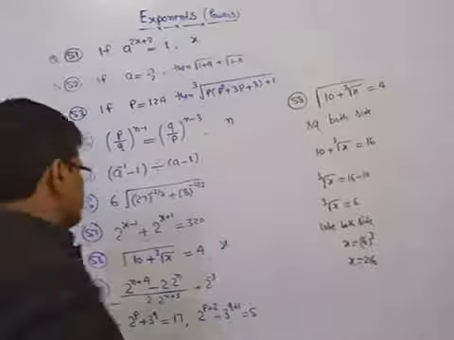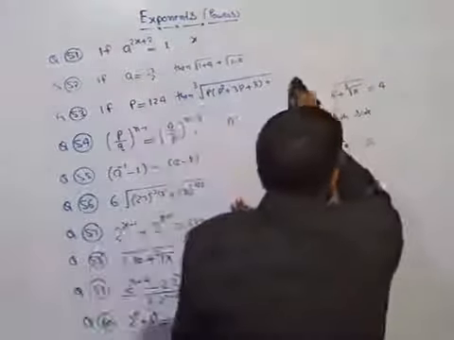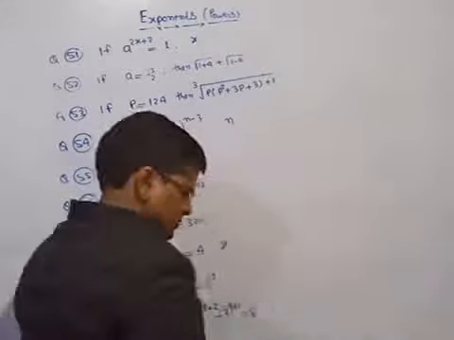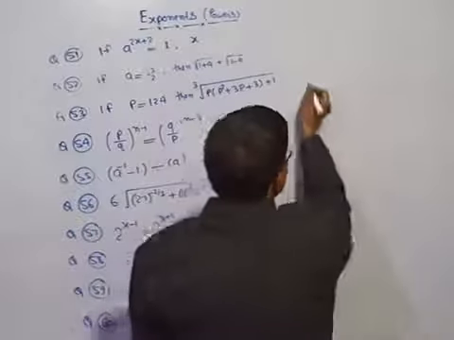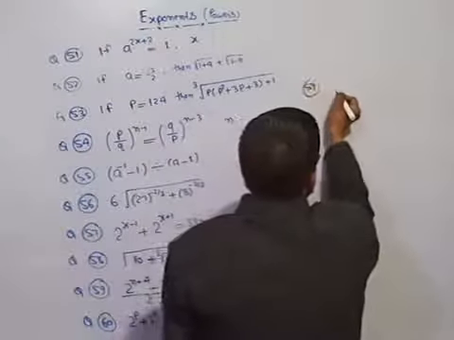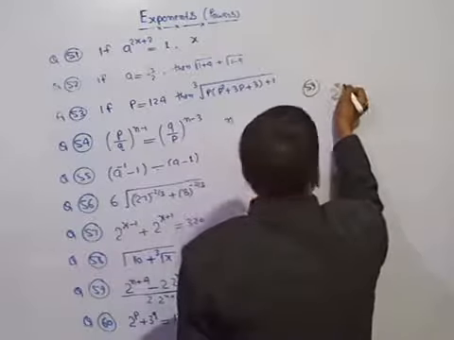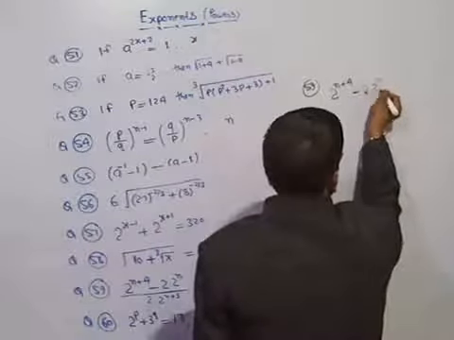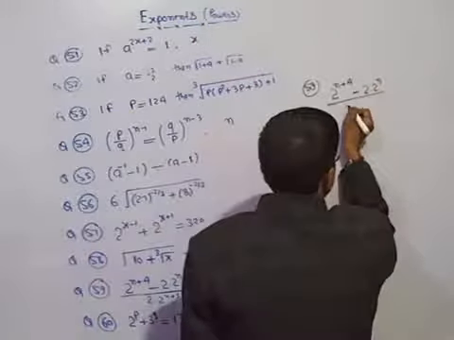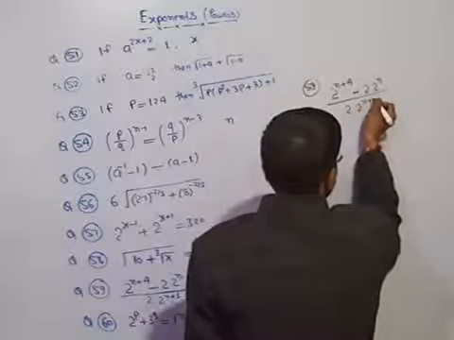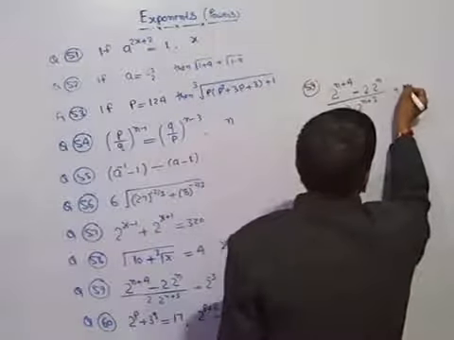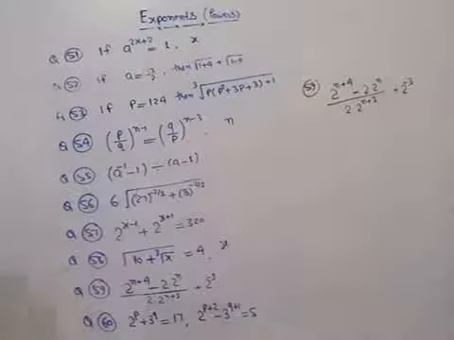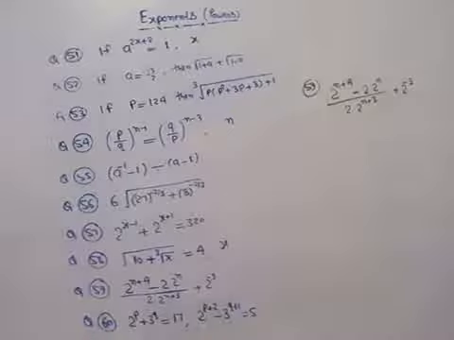Second last, question 59. 2 to the power n plus 4 minus 2 into 2 to the power n, divided by 2 into 2 to the power n plus 3 plus 2 to the power minus 3. Clear? Can you all see it or not? One minute. Is it clear?